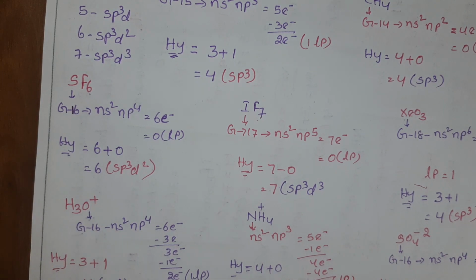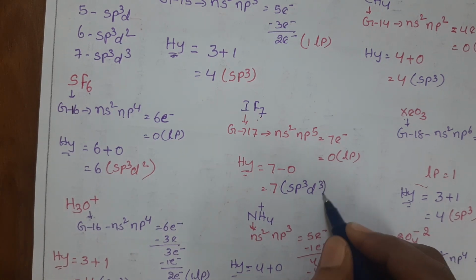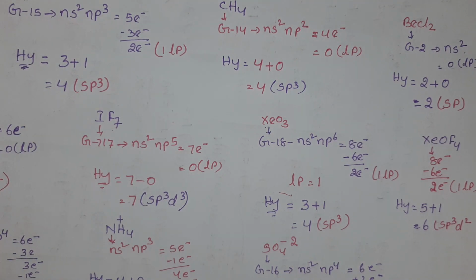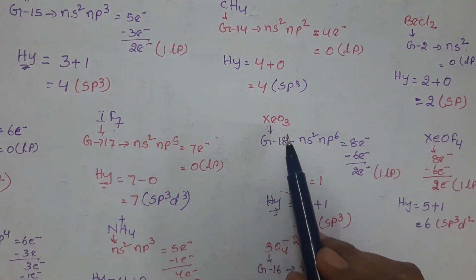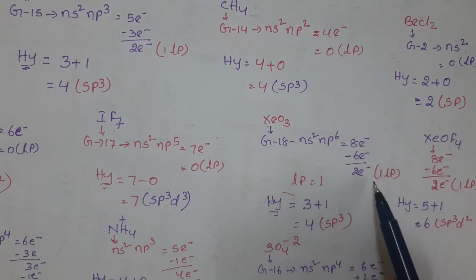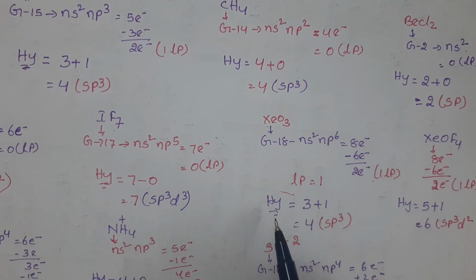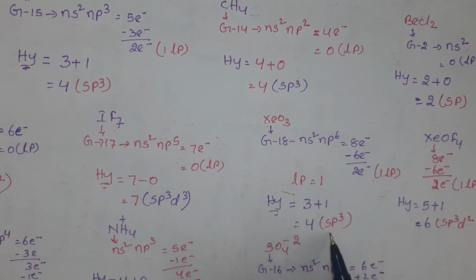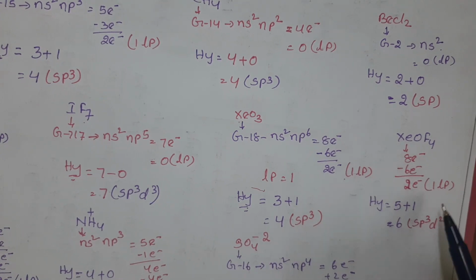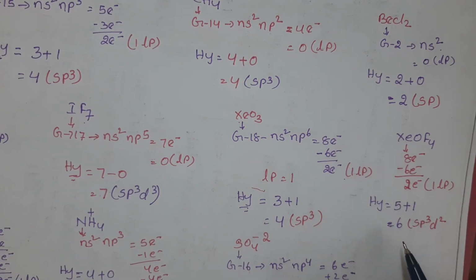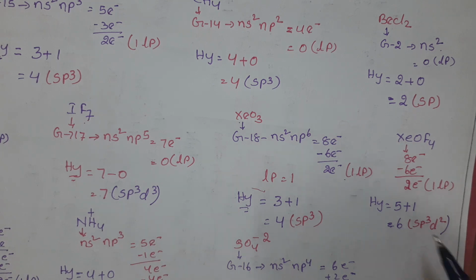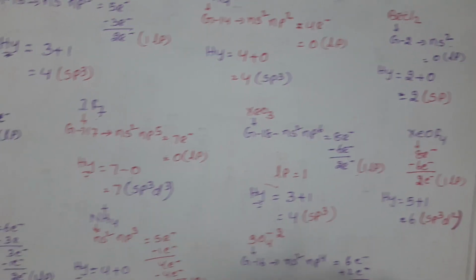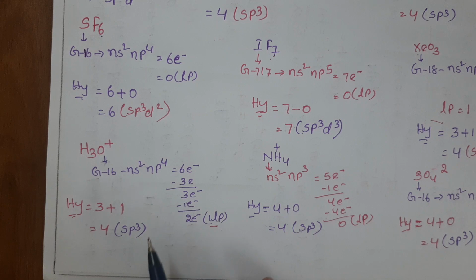Next, if any compound contains double bonds, how can we calculate? The same formula. In XeO3, the number of lone pairs is 1. So hybridization equals 3 plus 1 equals 4. And in XeOF4 also the number of lone pairs is 1. So the answer is 6. 6 is nothing but sp3d2 hybridization.